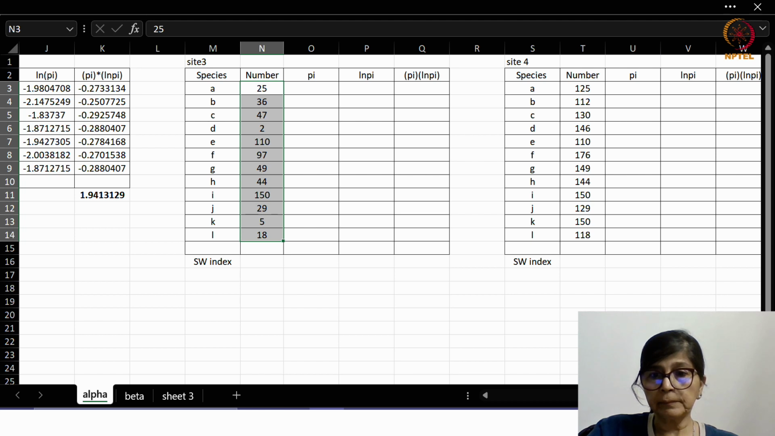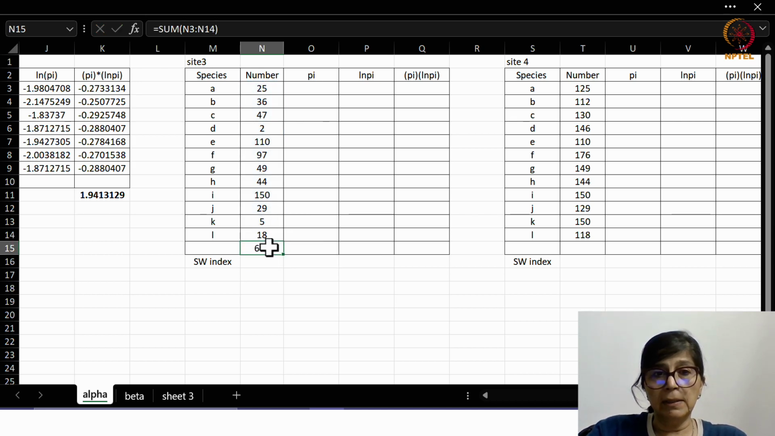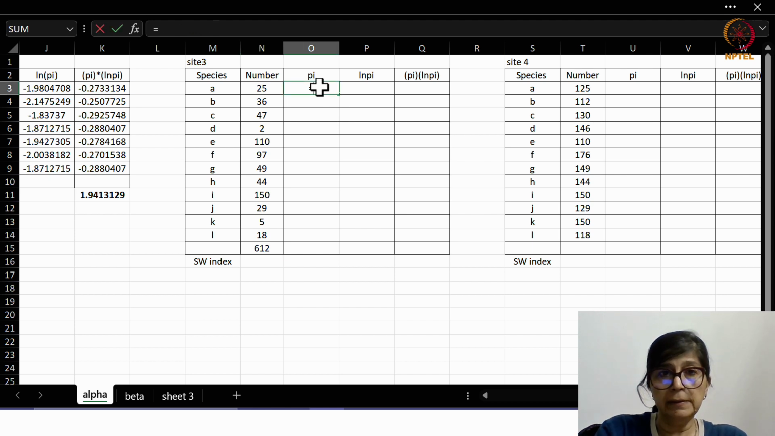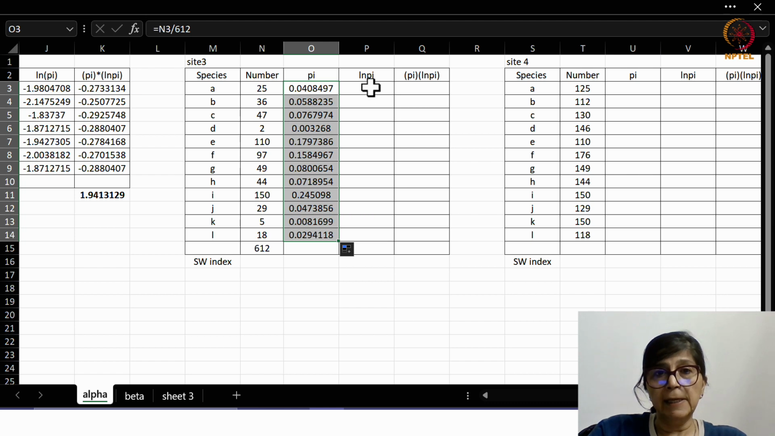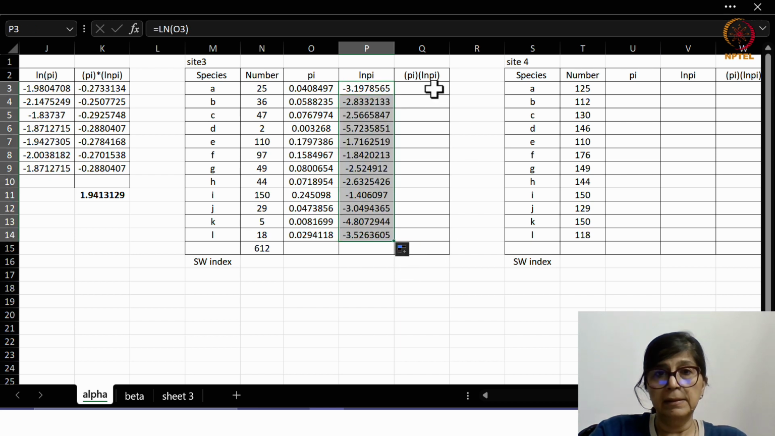So now the number of species has also increased, but again the evenness, or the abundance evenness, is very variable. Okay, so now let's do the sum. 612. Now we go here, this divided by 600, got this number. Same I will do ln of these.